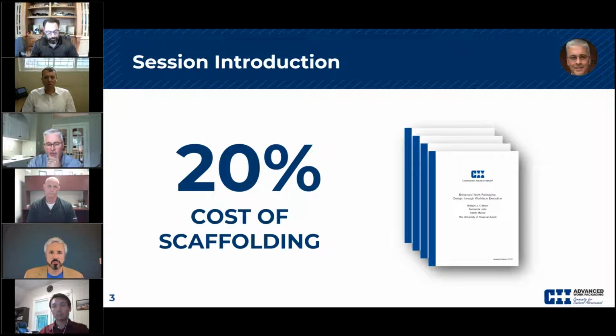So if successful, the document itself will hopefully move the industry toward defining, in executable detail, how we can realize advanced work packaging, planning, and productivity benefits in one of the greatest cost areas that I think projects see around scaffolding and access management. So without further ado, to kick off this session, I'm going to turn it over to our co-chair, Josh Gerb.